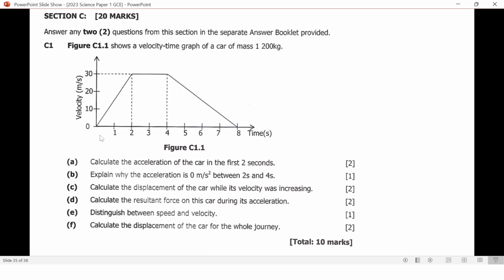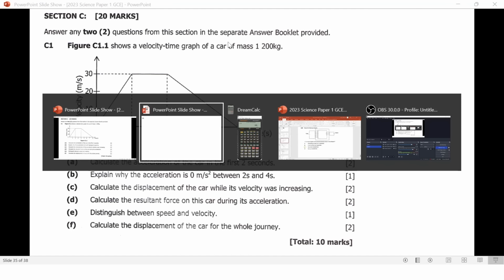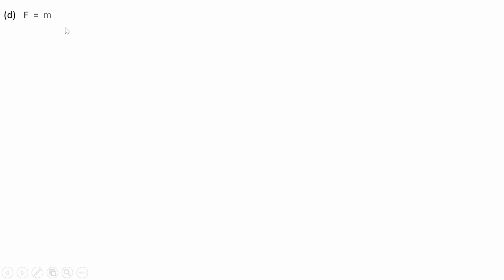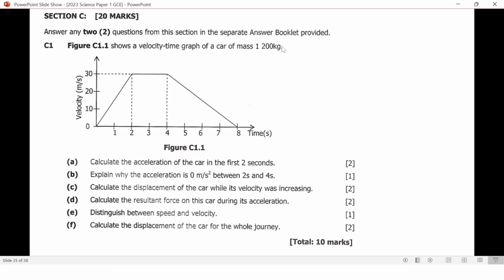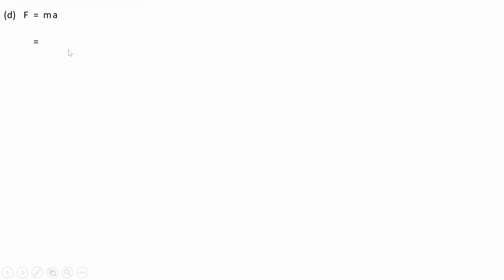So we need the resultant force here when it was accelerating, but we know the mass is here, so we'll use this formula. We'll say force is equal to mass times the acceleration, where we know that mass is this value here, 1200. So we'll say 1200 times the acceleration, which was 15 meters per second square. When you multiply here, we'll find that the resultant force is going to be 18,000 Newton.